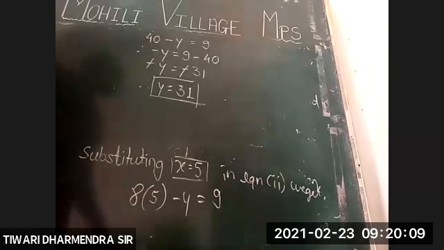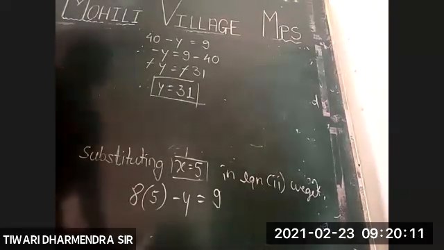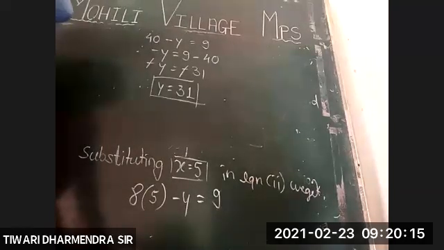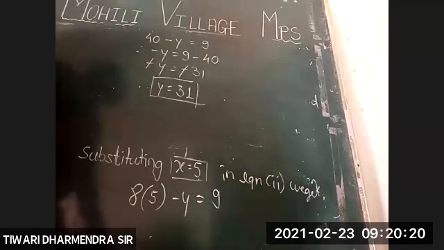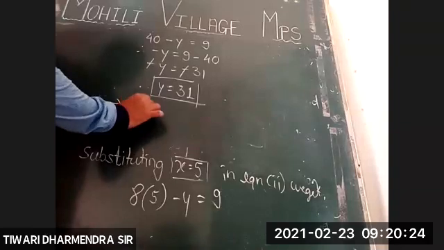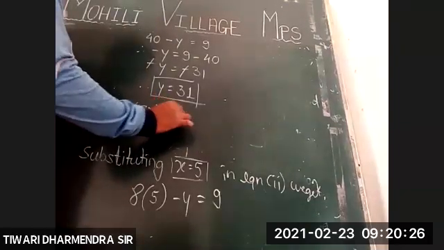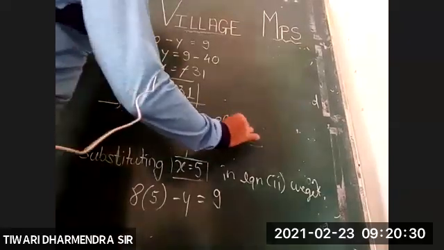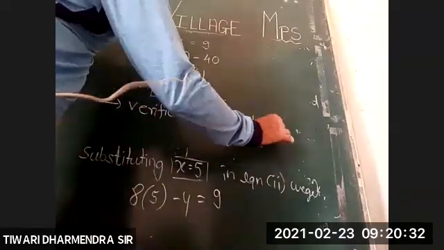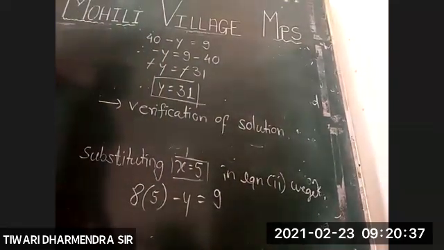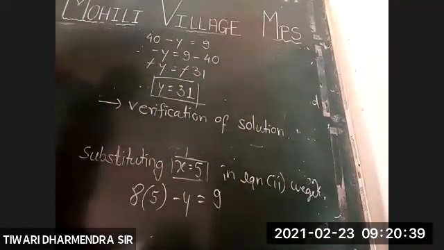Now, according to my explanation of a word problem, after getting a solution, but before stating the final answer, we need to verify. So we'll write here: verification of a solution. Verification of a solution means we are checking whether the given solution is correct or not.